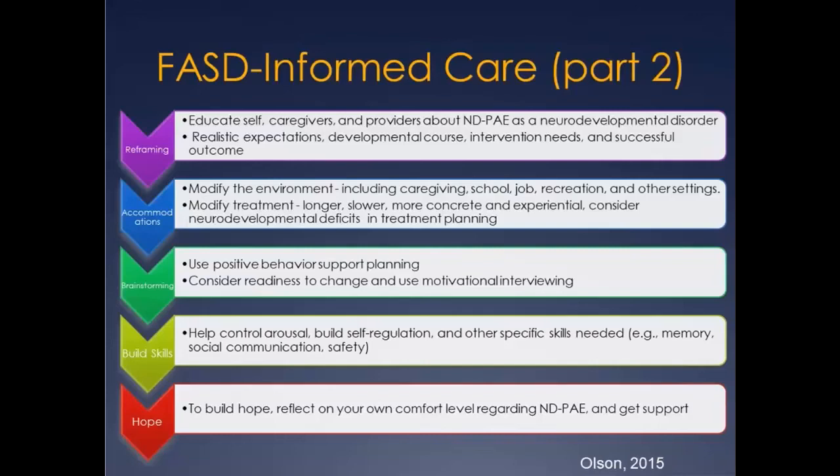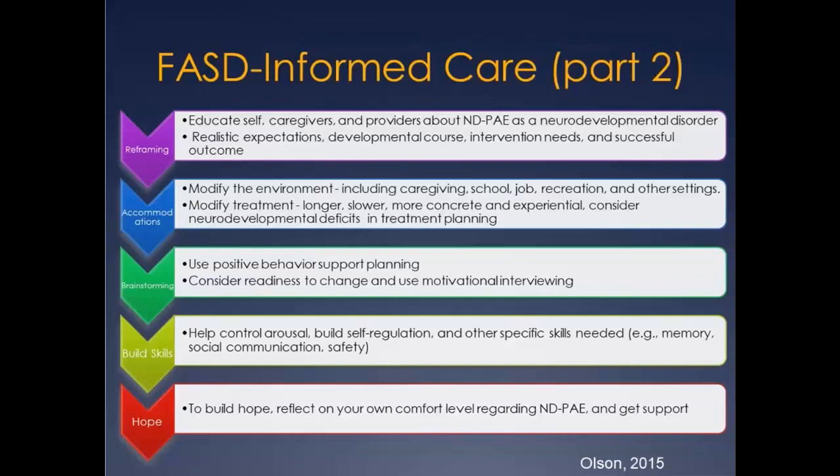We also focus on accommodations. These are things we do to modify the environment, including how we parent, what our expectations might be, and also change what we say and do, and adjust our treatment plan. These kids often need a longer, slower course of treatment with more concrete and experiential interventions, and really understanding where their profile of skills lie. The next is using brainstorming. This is another word we often use for positive behavior support planning, really thinking about what the antecedents or what comes before the problem behavior, understanding what need the behavior is fulfilling, and trying to find an alternate behavior that's more acceptable to meet that same need, and putting the responses in place to support that.